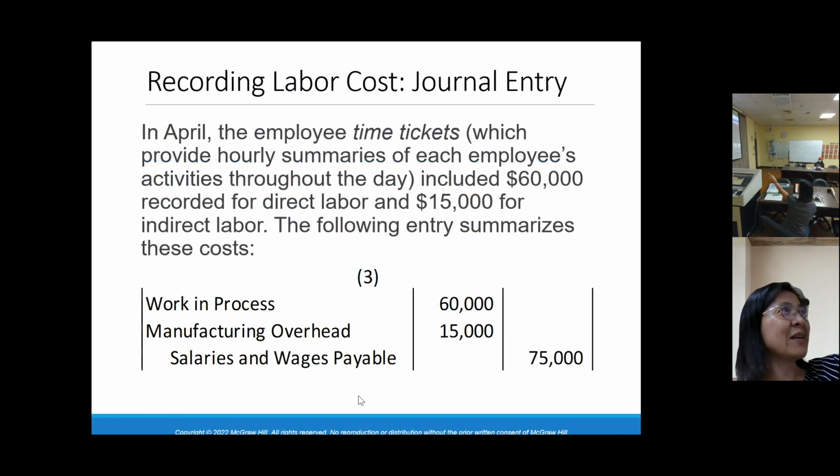But you incur the salaries and wages payable. That is a liability. You have to pay your labor, right? So you incur salaries and wages payable, which is a liability account. When a liability account increases, you credit. That's the right-hand side, right? Yeah. Okay, 75,000.